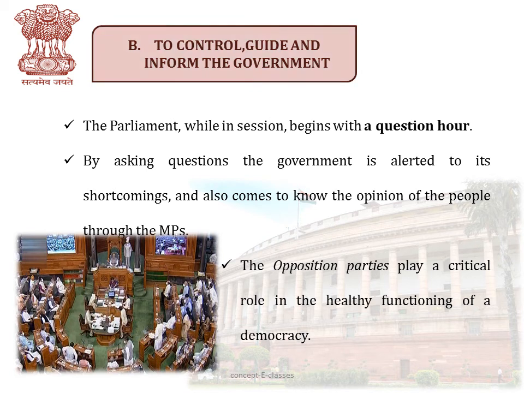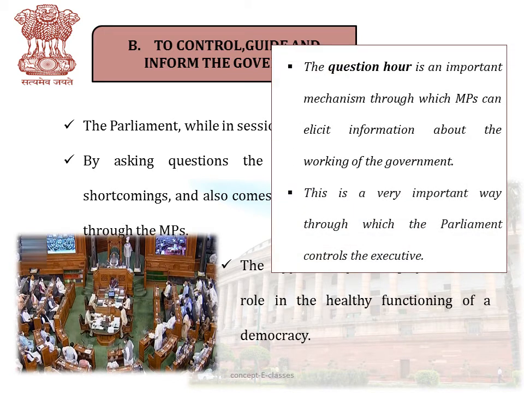Now the second function of a parliament is to control, guide and inform the government. So let's see how the parliament does it. The first hour of every session of the parliament begins with a question hour. The question hour is an important mechanism through which the MPs can elicit or bring out all the information about the working of the government. So this is a very important way through which the parliament controls the executive.